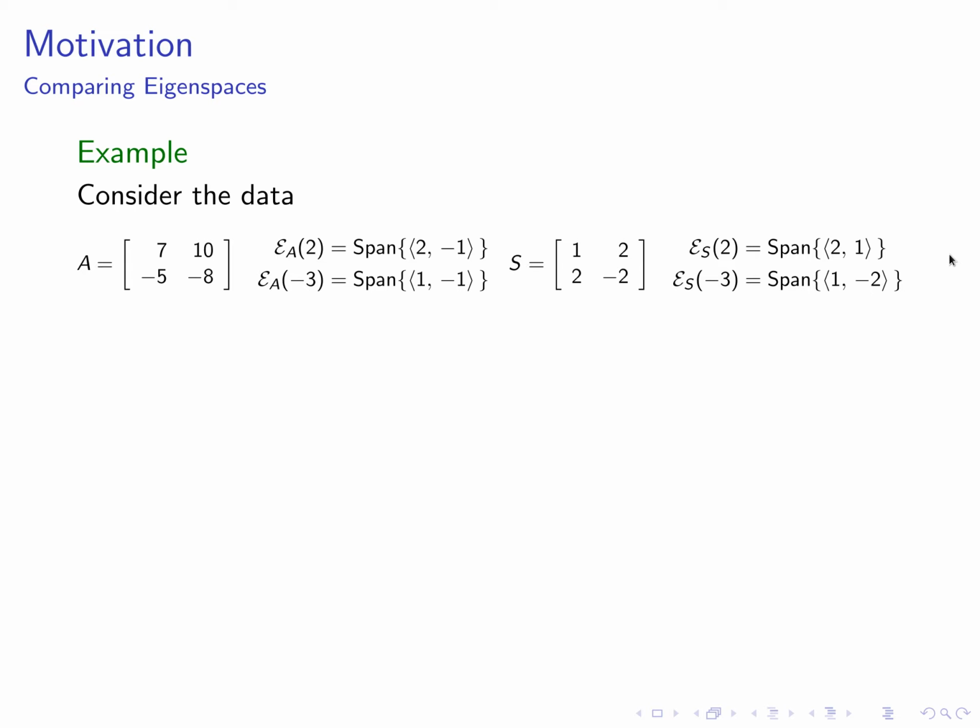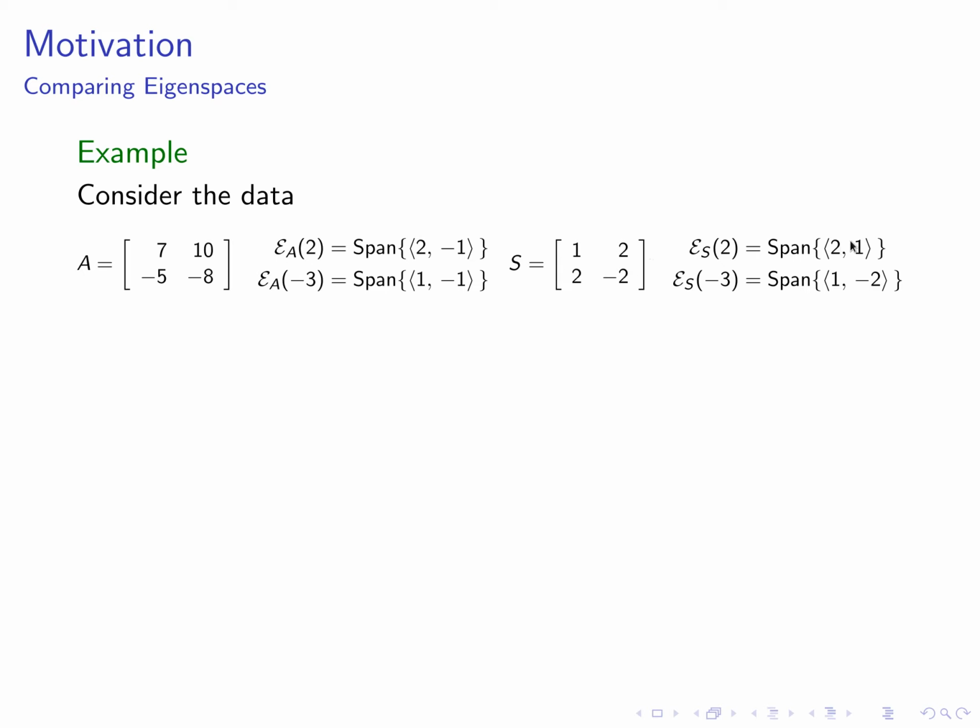So at first glance, these two matrices have a lot in common, although they're definitely different. They're both 2x2 matrices, and they both have the same eigenvalues. Each matrix has the eigenvalues 2 and -3. And the geometric multiplicities of these eigenvalues are the same. They're both equal to 1, or the eigenspaces each have dimension 1 for both of these matrices. They are, however, different matrices. The rows of A are (7, -5) and (10, -8), and the rows of S are (1, 2) and (2, -2).